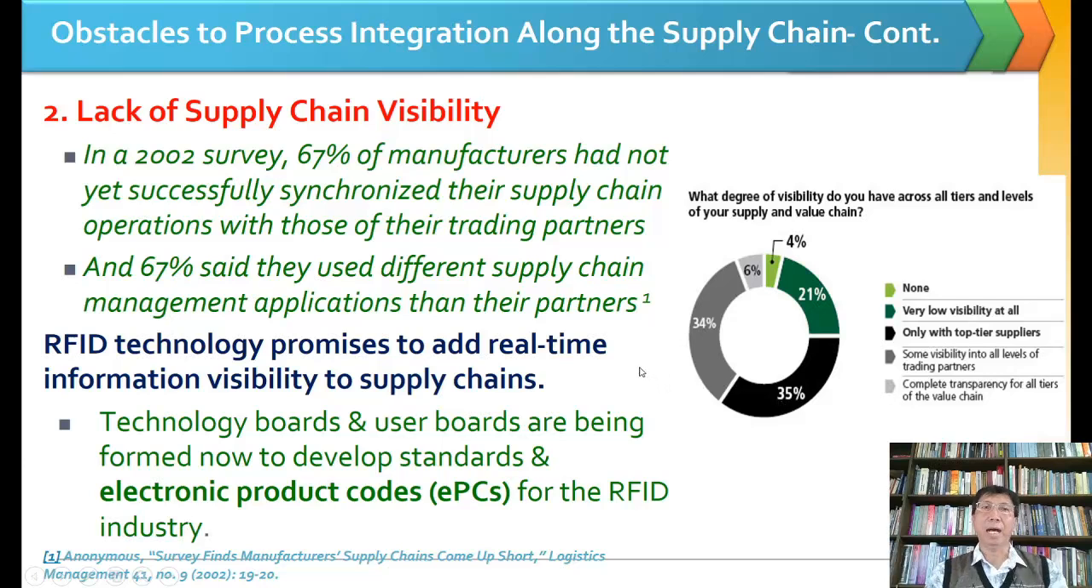Visibility means how every partner in the supply chain can monitor in real time the flow of product, flow of information, and flow of money from the upstream supply chain to the downstream supply chain. To solve this problem, RFID technology promises to add real-time information visibility to the supply chain.